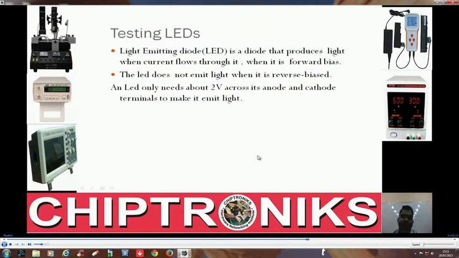Testing LEDs. LED is the full form of light emitting diode, and this is a diode which produces light when a current flows through it in forward bias. So it's very easy. If you apply the multimeter across the LED, and an LED requires around 2 volts for lighting, then in forward bias the LED should glow. Alright, and if you apply it in reverse bias, then the LED won't glow. So this is the right way of testing LEDs.